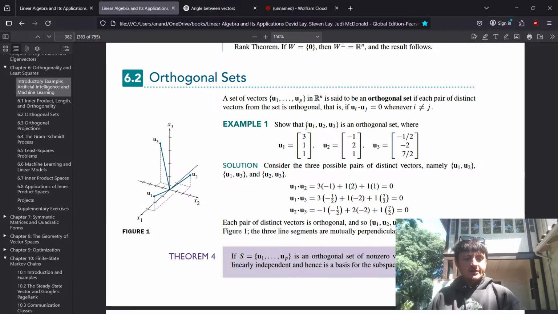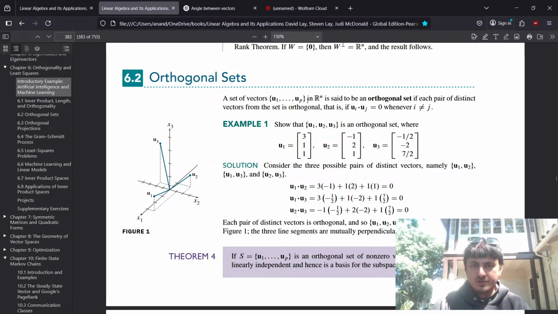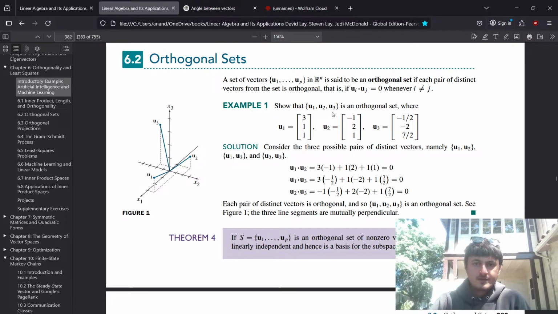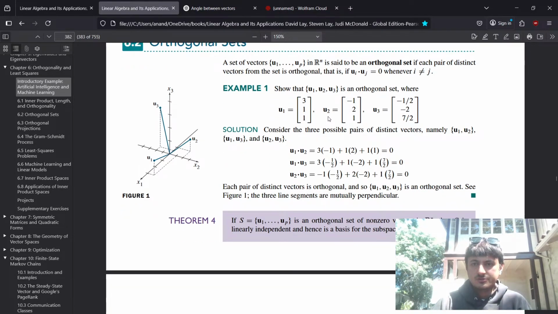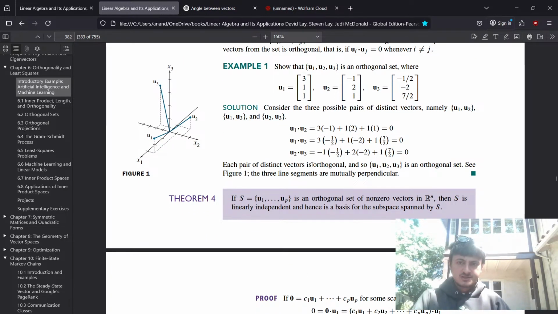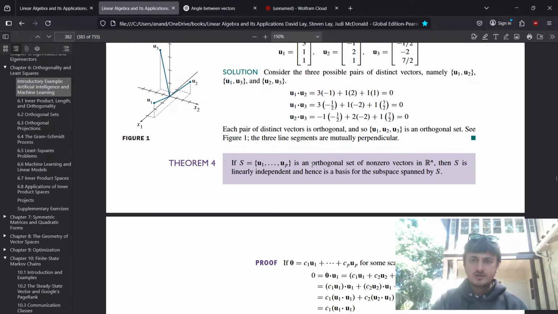All right, so now we are back at it, doing orthogonal sets. A set of vectors u1 to up in Rn is said to be an orthogonal set if each pair of distinct vectors from the set is orthogonal. So, okay, interesting. Show that u1, u2, u3 form an orthogonal set. All right, you just take all n choose 2 pairs and show that they're orthogonal.